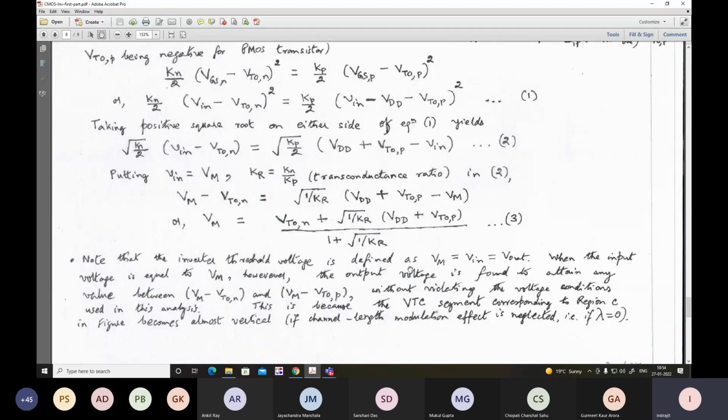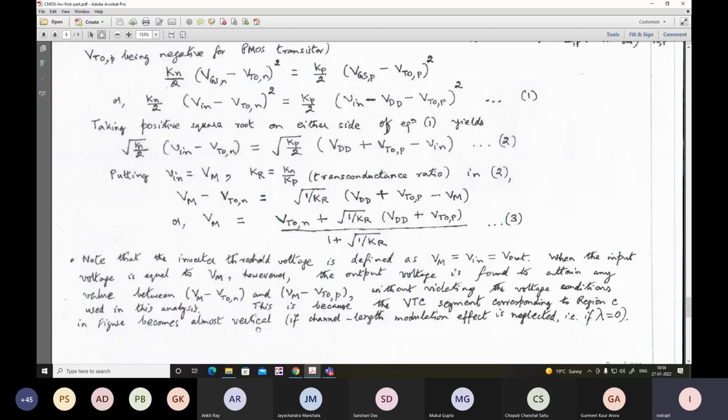Note that the inverter threshold voltage is defined as Vm equal to Vin equal to Vout. When the input voltage is equal to Vm, however, the output voltage is found to attain any value between Vm minus VTON, so that is for sure, without violating the voltage condition. So that means it will be in region C, and the range of output voltage will be Vm minus VTON to Vm minus VTOP. This is because the VTC segment corresponding to region C in the figure becomes almost vertical. So the output voltage may not be fixed right at Vm. It will vary in the range Vm minus VTON to Vm minus VTOP.